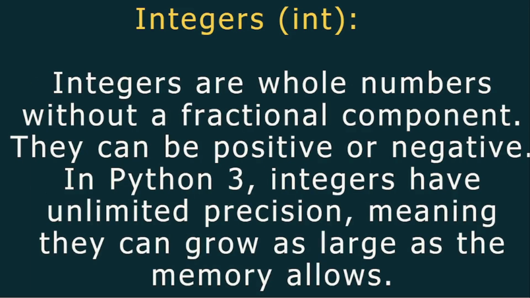Integers. Integers are whole numbers without a fractional component. They can be positive or negative. In Python 3, integers have unlimited precision, meaning they can grow as large as the memory allows.